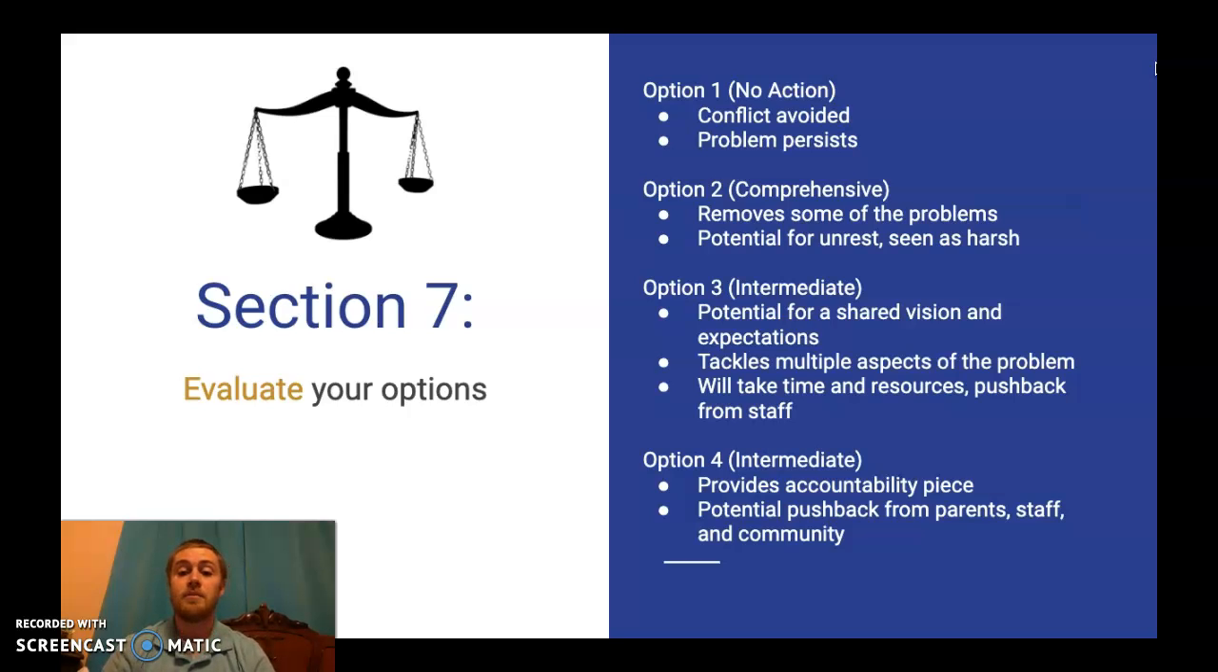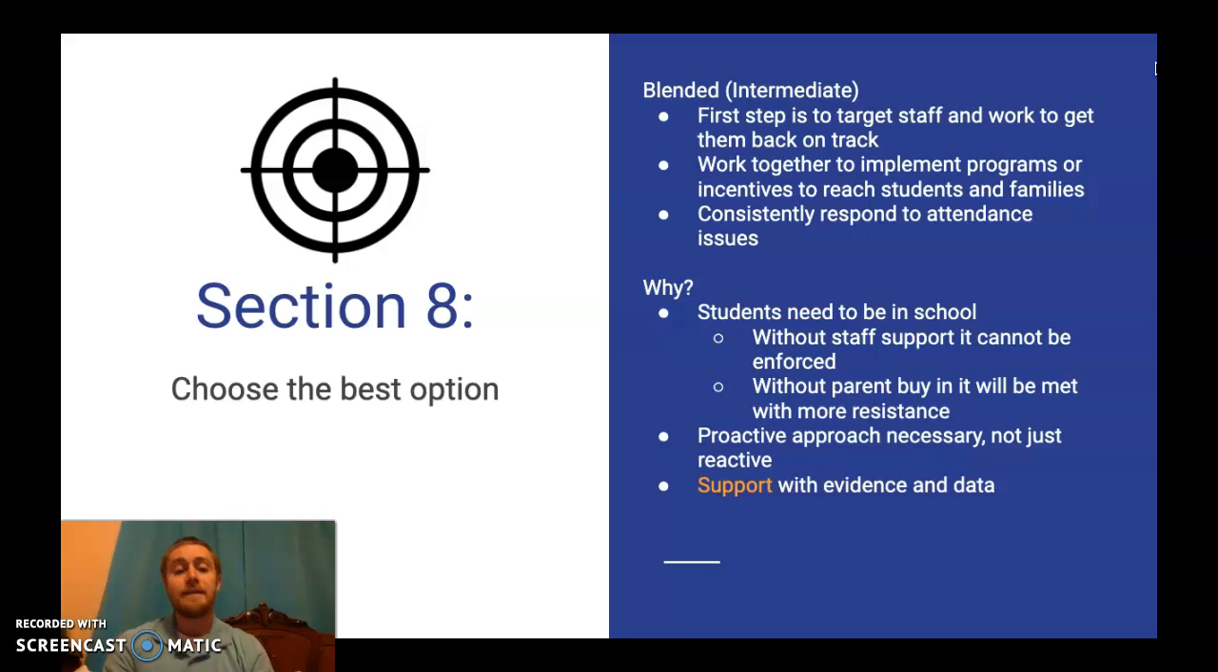And option 4 provides an accountability piece for students, but there's potential pushback from parents, staff, and community. If they, again, don't see a problem with it, they're going to have problems with us attaching consequences to this behavior. So what I would say is the best option is kind of blended options from my options provided, the intermediate ones.